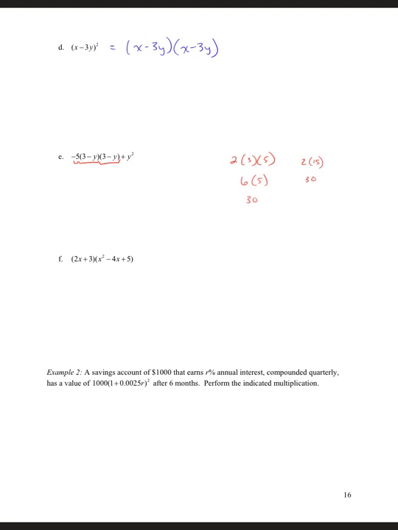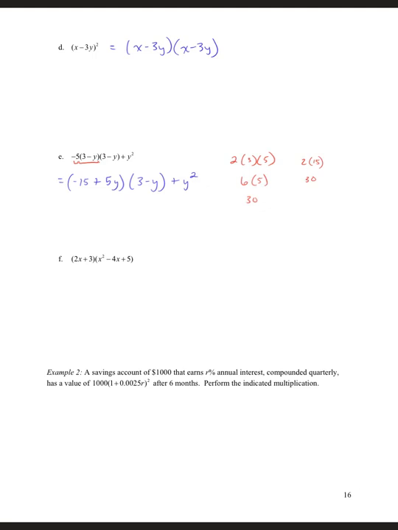So let's say we want to start with just the first two, the 5 and the 3 minus y. So we'd have negative 5 times 3 would be negative 15 plus 5y. Now, since this is a sum, we need to keep the parentheses around it because we need to multiply that whole sum by 3 minus y, and then bring down this y squared.